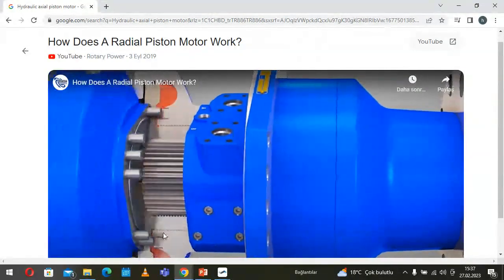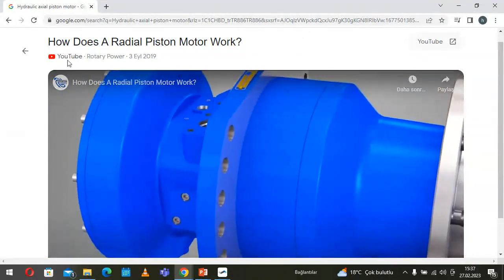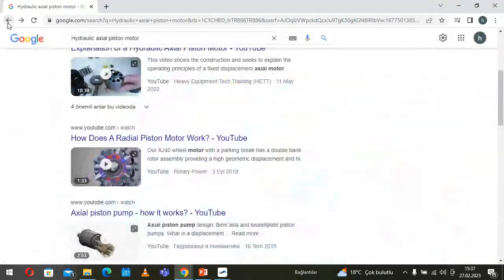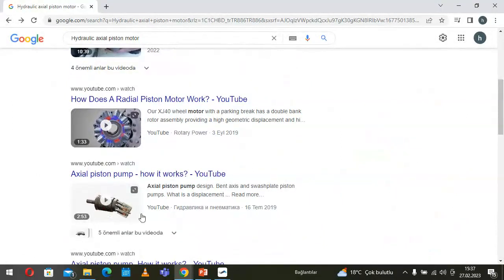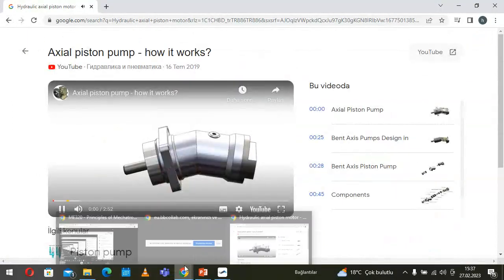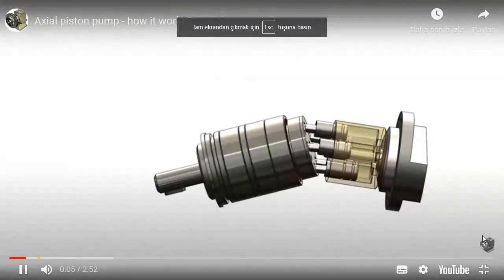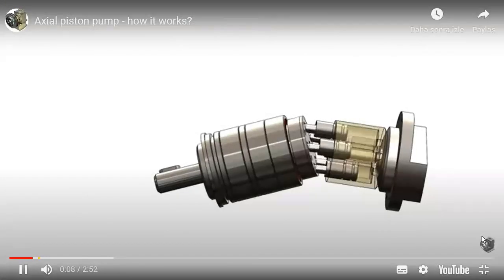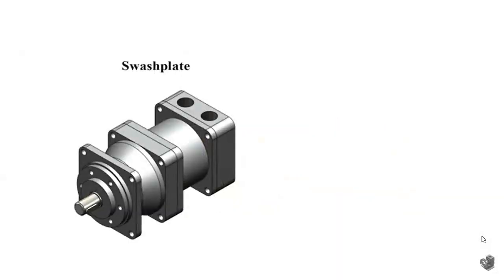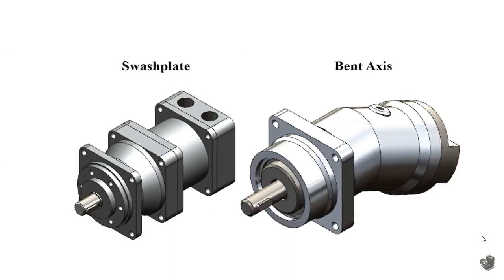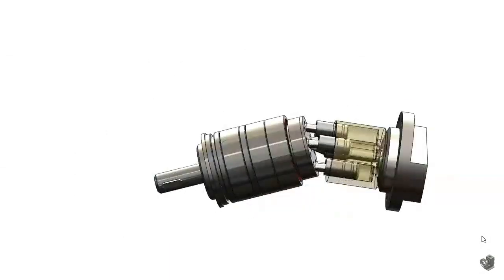We have also seen the radial piston motor. Radial hydraulic piston motor. An axial piston pump is a pump that has a number of pistons in a circular array within a cylinder block. There are two designs that are most relevant: the swash plate configuration and the bent axis configuration. In both cases, the angle of the swash plate or the bent axis mechanism determines the effective stroke of the piston.